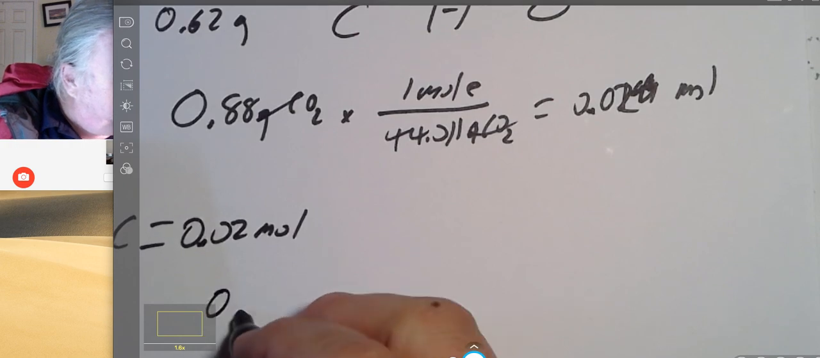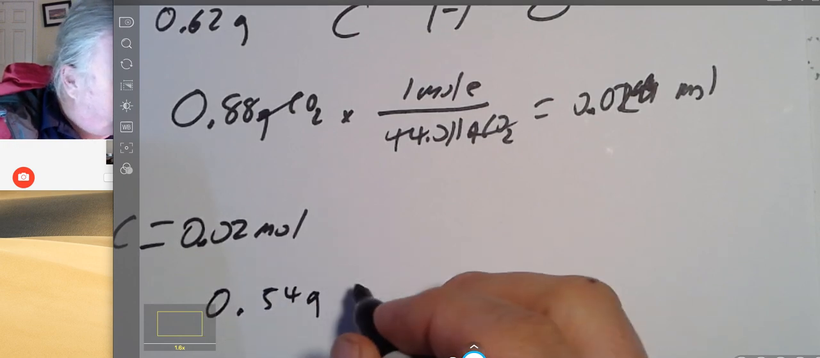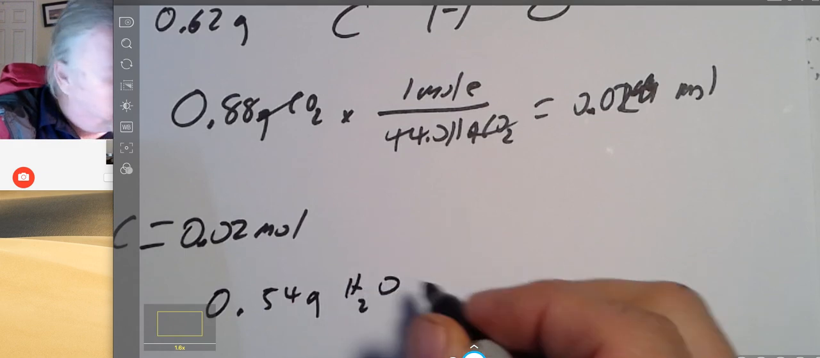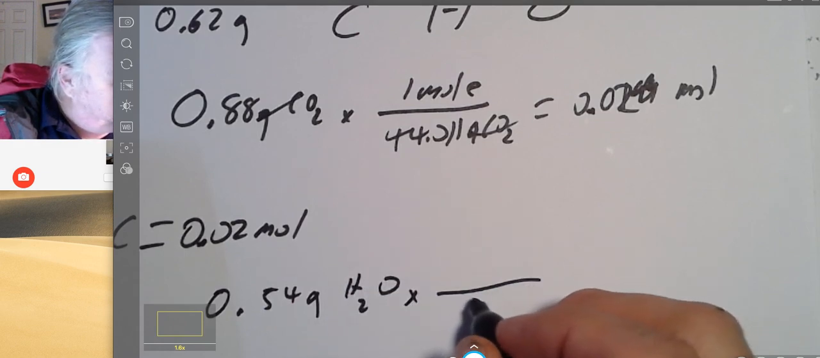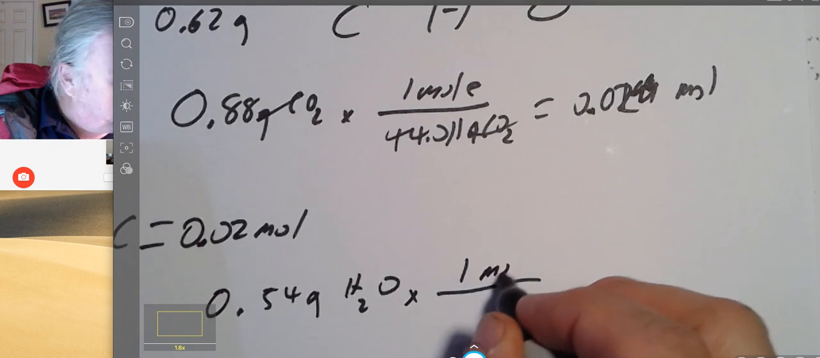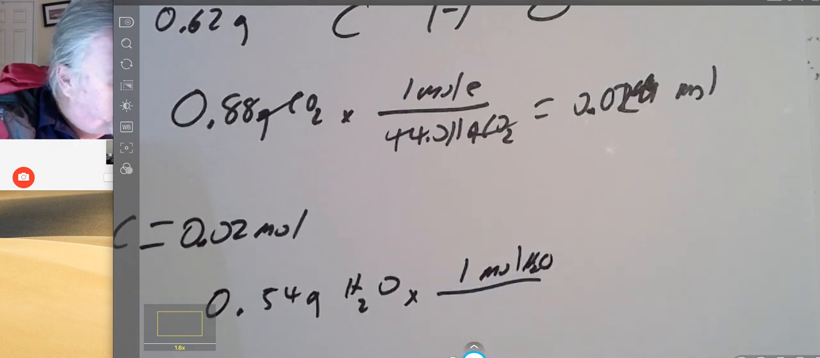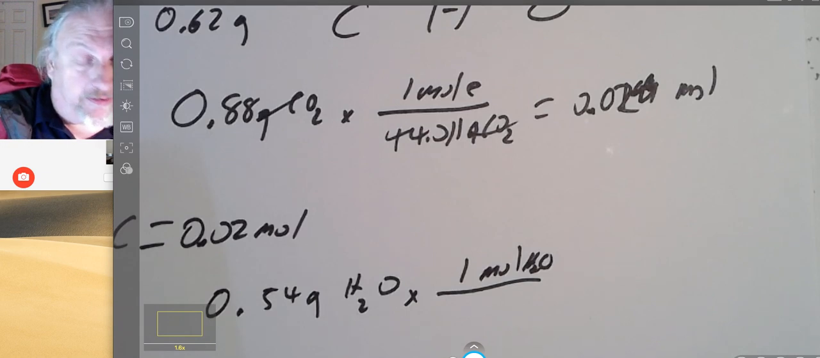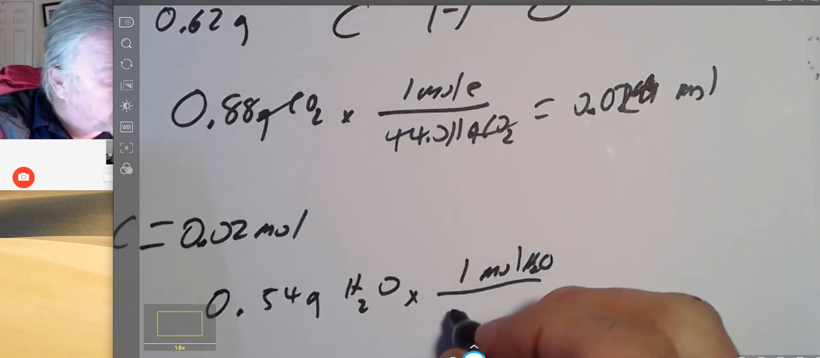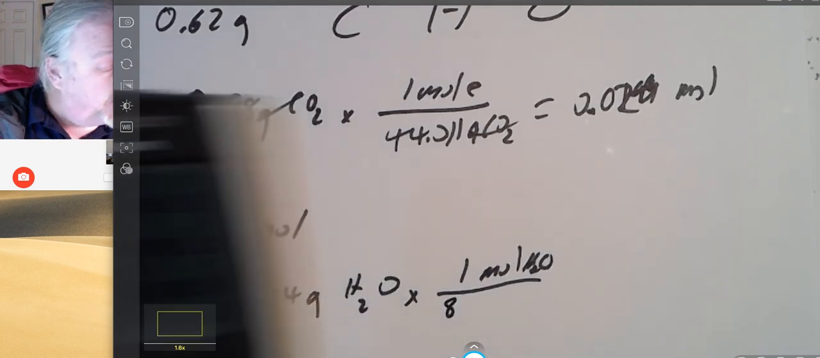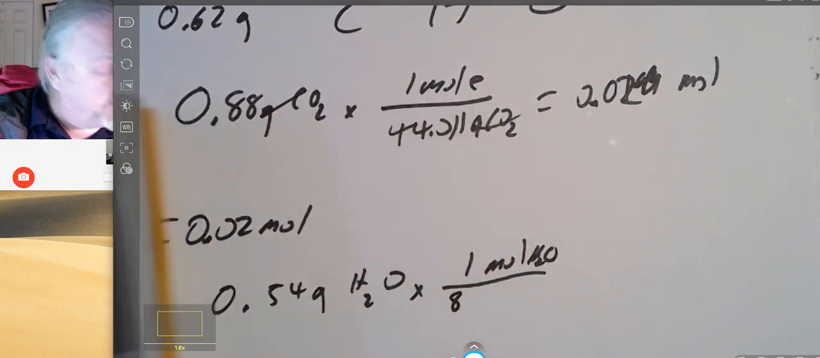So it says we have what? 0.54 grams of water. All right, and we have to divide that by the molar mass to get the moles of H2O. The molar mass of water would be 1.0079 times 2, because there's H2O, and hydrogen has a mass of 1.0079, plus 16, which is the atomic mass of oxygen. So that gives us a grand total of 18.0158.